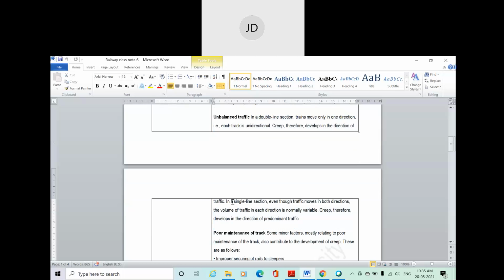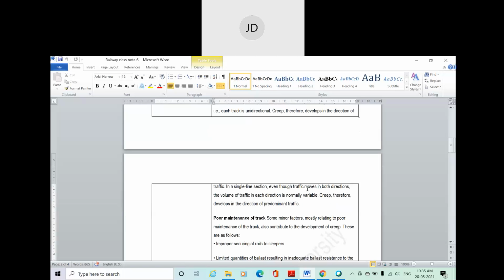But in the case of a single line section, there is only one railway track provided for both directions of railway movement. In a single line section, even though traffic moves in both directions, the volume of traffic in each direction is normally variable. It cannot be the same. So creep therefore develops in the direction of predominant traffic. That means the creep will occur in the direction where your traffic moves the most, since the volume of traffic in both directions may not be the same.